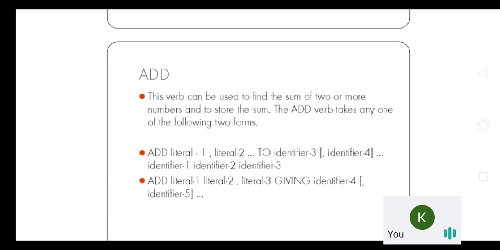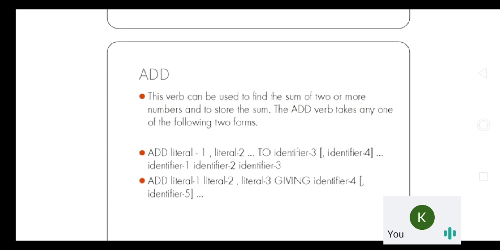And then we have TO, which is a sub-verb of ADD. Using this, from where are we going to add, and to what are we going to add? What is the number that you're going to add, and to which number are you going to add it? That is what TO refers to. So we take a number and add it to which number? That is about TO: identifier 3 and then identifier 4.